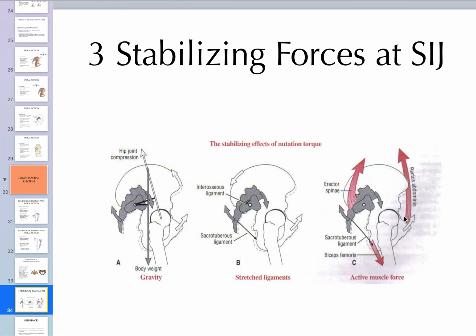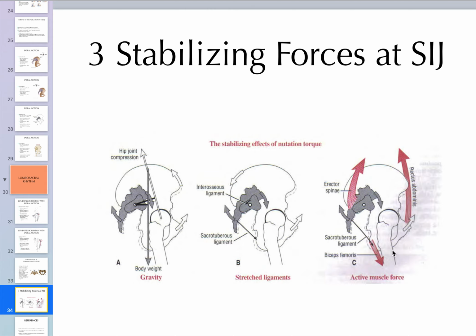Then we have rectus abdominis, which attaches, of course, to the pubic symphysis right here, anteriorly on the pubis, and that will create a posterior tilt of the pelvis, of the ilium on the sacrum, and thus create the nutation of the sacrum. So once again, the posterior rotation of the ilium is associated with the nutation of the sacrum, so that's why the pull of the rectus abdominis will provide stability around the sacroiliac joint.